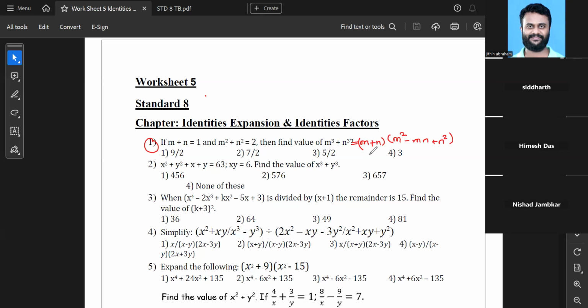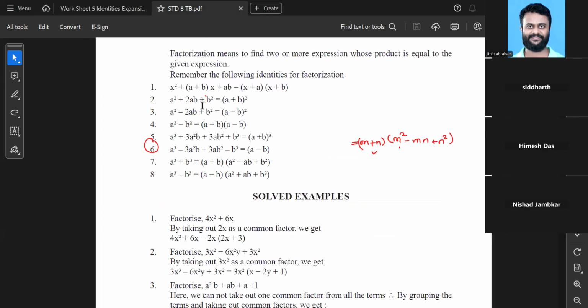From here, m plus n we know, and m square plus n square is also known. But what about mn? They have not given mn, which means we have to do something to find mn first. Since we know the squares, why don't we think about applying some identity connected to squares, which may give us the value of mn? What do you think? Which identity may help us?